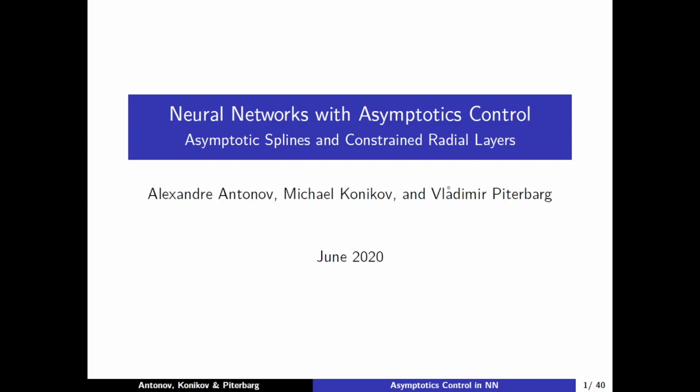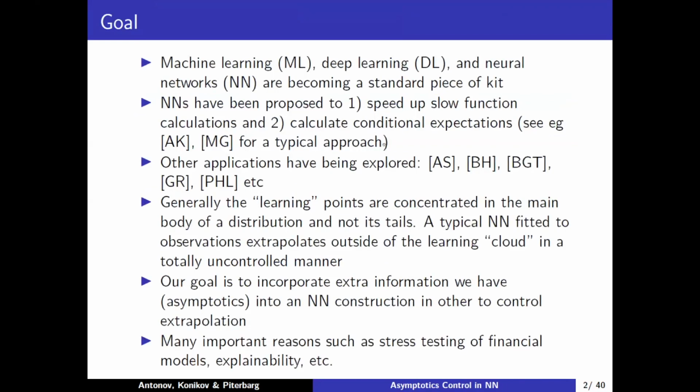Right, so the goal of the presentation is the following. Machine learning, deep learning, and neural networks are becoming a standard piece of the toolkit in banks and other organizations. As we know, neural networks were first proposed to speed up slow function calculations, for example, those based on heavy Monte Carlo calculations, and to calculate conditional expectations. Of course, the applications of neural networks are numerous. I will focus on these two goals: speed-up of slow functions and calculation of conditional expectations.